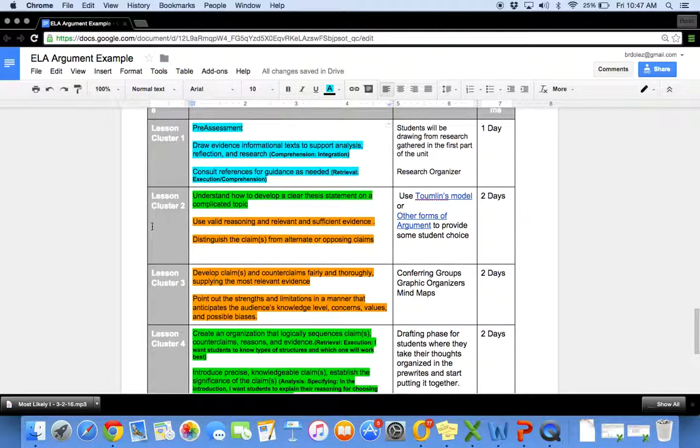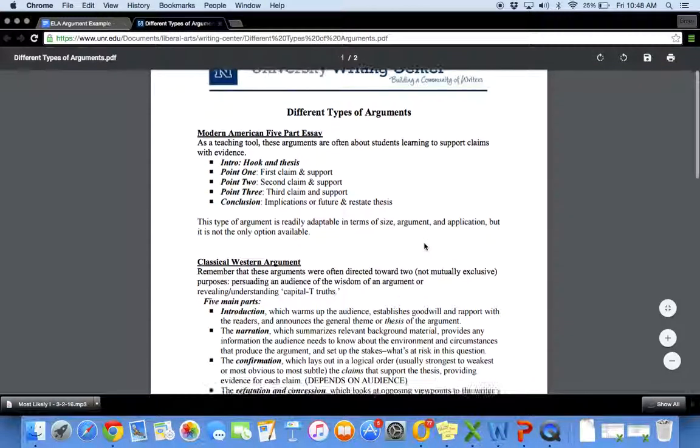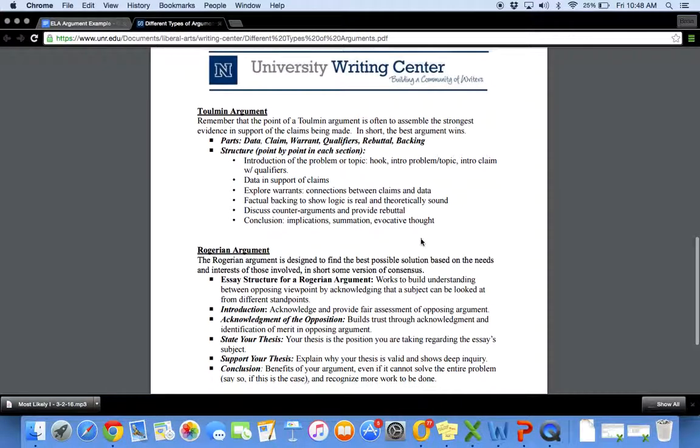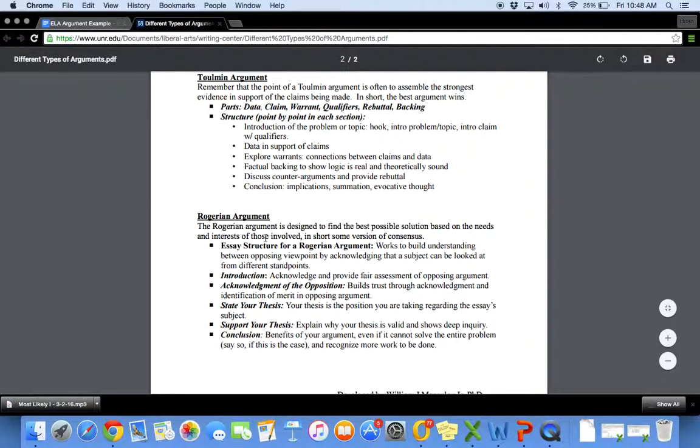In lesson cluster 2, keep in mind that sometimes a lesson can be more than one day, and it can be less than one day. If you see here, in lesson cluster 2, I've arranged for 2 days. I looked at Toulmin's model of argumentation, but then I thought, as a senior, how cool would it be if we allowed kids to choose the form of argumentation that they felt most fit. So I found this document online that talks about the different types of writing: classical Western, which was new to me, here's the Toulmin argument, and then the Rogerian argument.